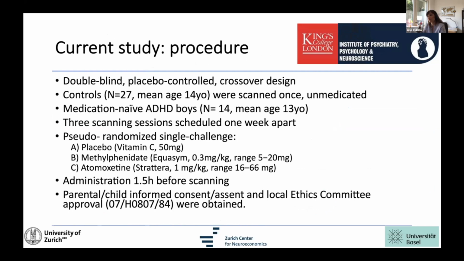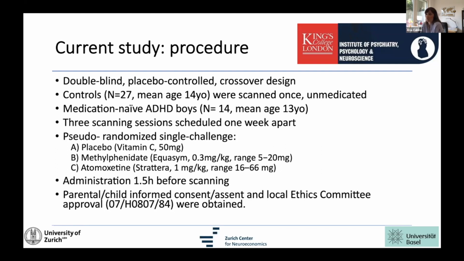As I was saying, it is part of this large project, and I just wanted to give you a few more details specifically for the sustained attention task. Again, it's a double-blind, placebo-controlled crossover design, where in the case of sustained attention, 27 typically developing controls were scanned once unmedicated, and 14 medication-naive boys with ADHD were scanned in 3 consecutive weeks when they received in a pseudo-randomized order either a dose of placebo, of methylphenidate, or atomoxetine that were adjusted by weight and were administered 1.5 hours before the scanning session to maximize their effects by the time they were inside the scanner.